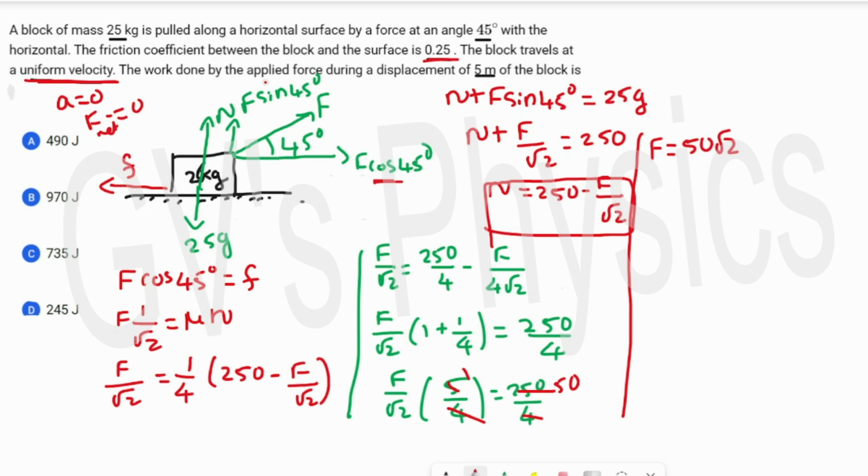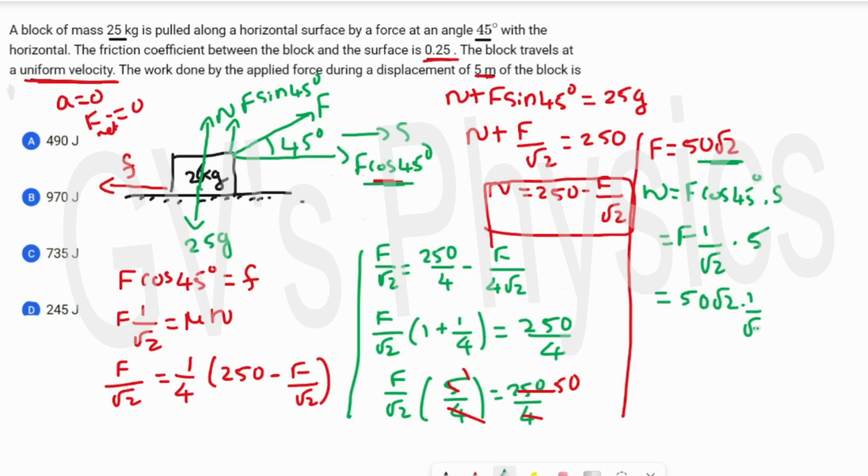Now we have to find the work done by the applied force during the displacement of 5 meter. For that we can take the work formula. Work is equal to F dot S. But here the applied force is F cos 45, because the object is moving horizontally. So the horizontal force is F cos 45. So F cos 45 into displacement S. F cos 45 is 1 by root 2, and the displacement they have given is 5. We know the F value, so we can substitute: F is 50 root 2 into 1 by root 2 into 5. Root 2 will get cancelled. So 50 into 5, that is 250 joule.